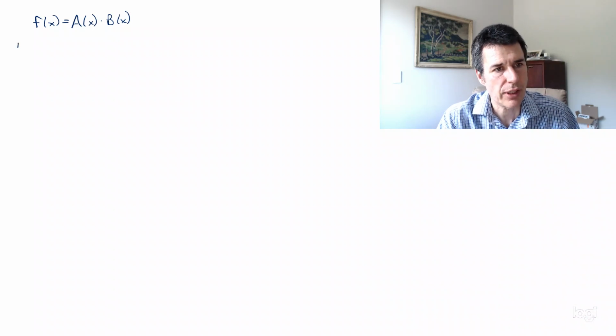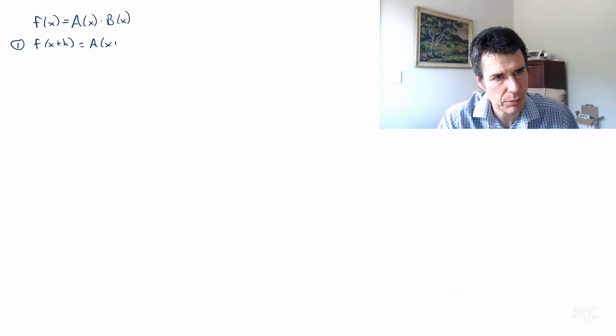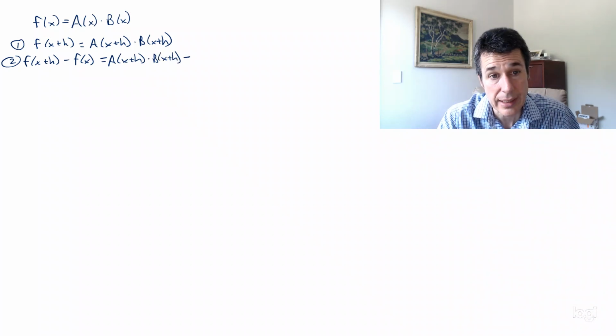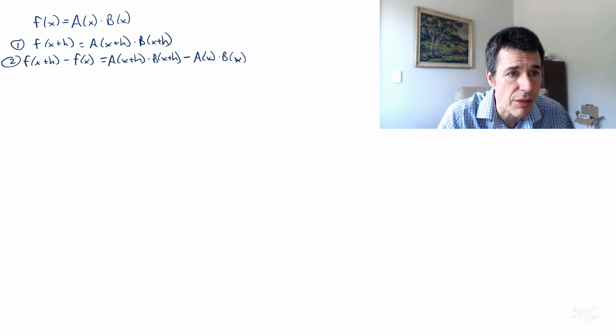So our four-step process. First step, find f of x plus h. So that's a of x plus h times b of x plus h. Second step, find f of x plus h minus f of x. So that's a of x plus h times b of x plus h minus a of x times b of x. Okay.